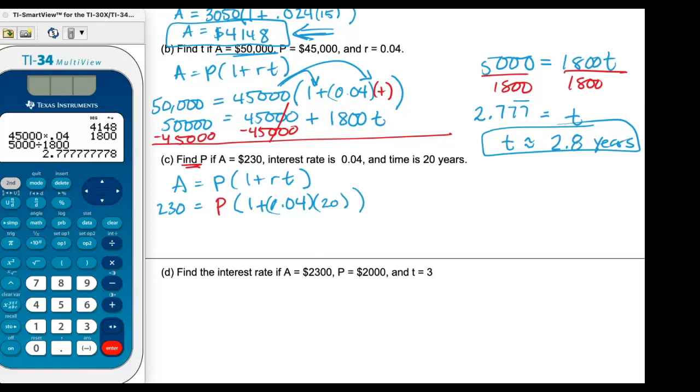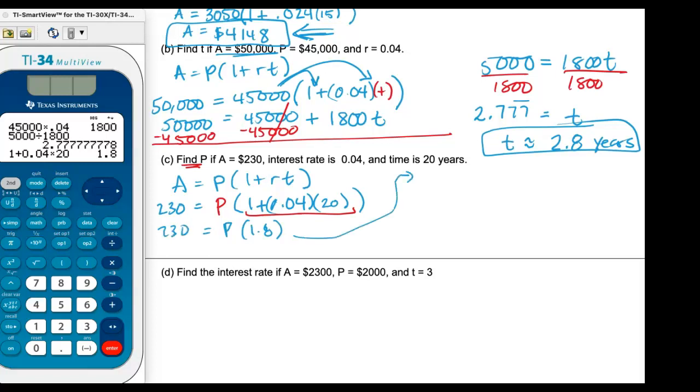And so with this one, what I'm going to do is simplify the inside of the parentheses first, because notice those are all numbers. There aren't any variables in there. So I can just plug that all into my calculator first. And so I get 1.8. So that means I've got P times 1.8 equals 230. If you want to rewrite it as 230 equals 1.8p, since it's customary to put coefficients in front first, you can, but it doesn't matter. You can also leave it how I had it.